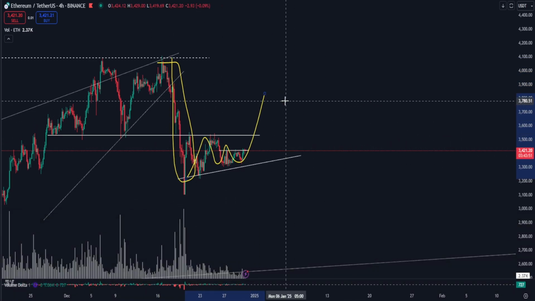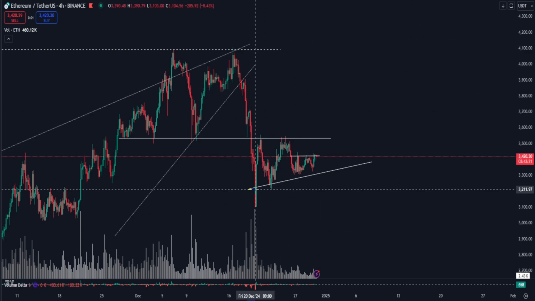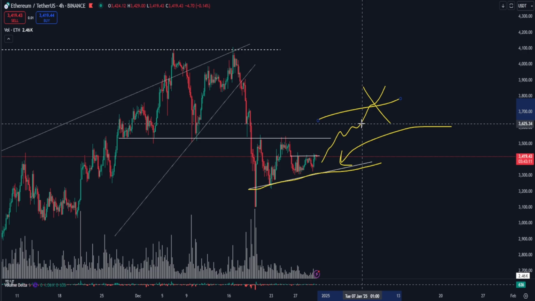So here, we're expecting the formation of a bullish corrective pattern. However, this pattern relies on the preservation of this structure. If we lose this structure, the idea of the Z is invalidated. But wait, what needs to happen for this structure to fail?